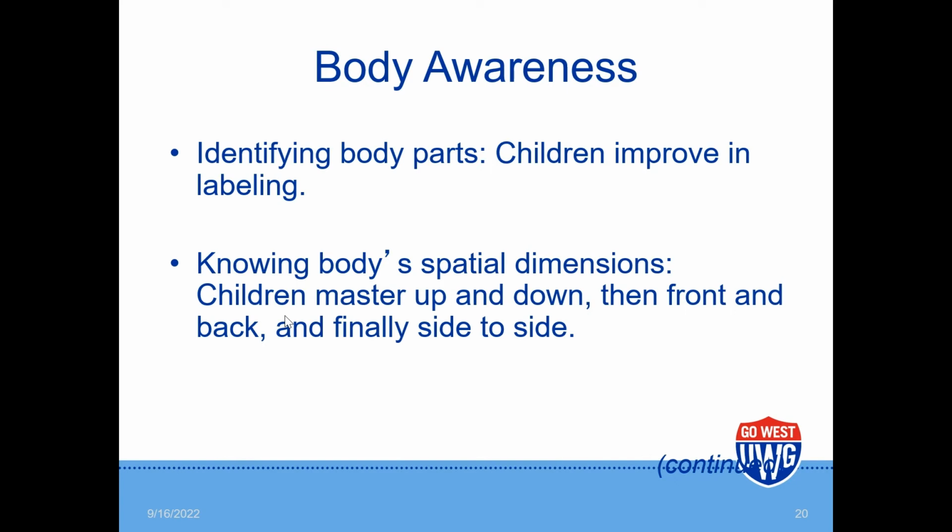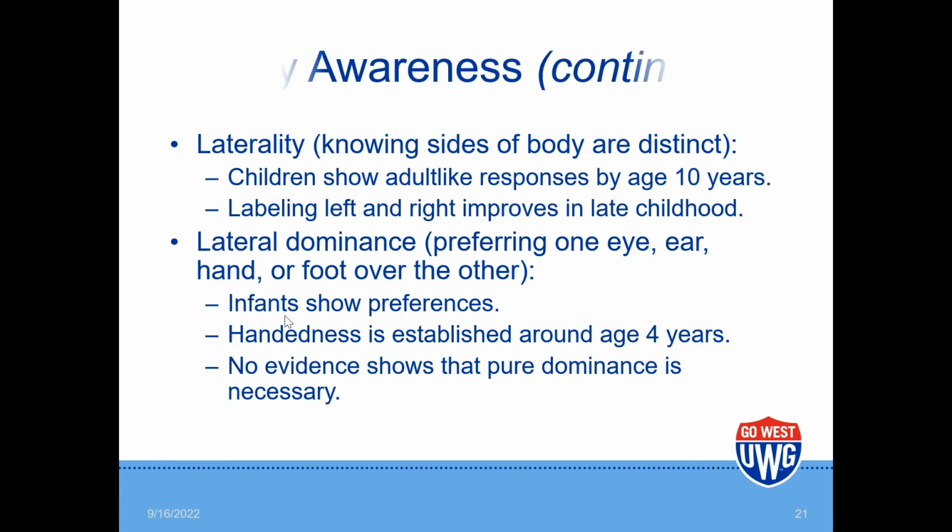That's really important when we think about that progression in a child or any adult in any new activity, how we're probably going to pick those up first. Up and down, front to back, and then side to side tends to be the most difficult, even for adults, for a new activity. And so laterality, knowing sides of the body are distinct, is part of this. Children show adult-like responses by about 10 years old, being able to go side to side, and the differences between those. They start more being able to label left and right as well. And this helps in that you know which direction you're moving in, left and right.